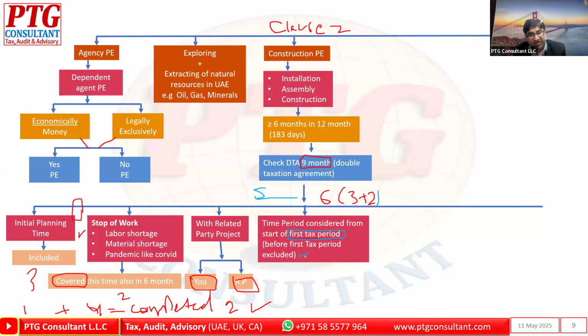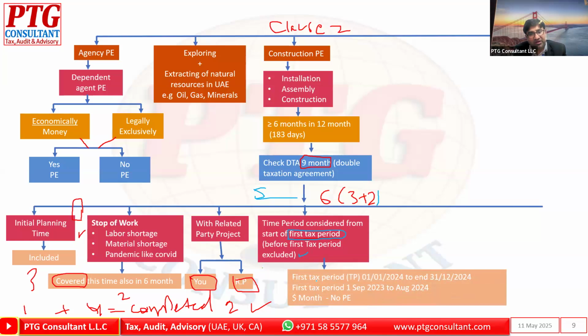So here the point is clear. We will exclude the period before taxation. Here the first tax period is from 1st January 2024 till December 2024. First tax period from 1st September to this. Here, if it comes here, it will be counted.